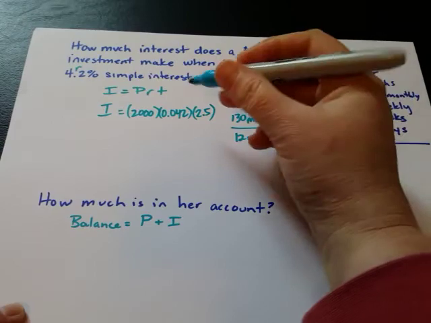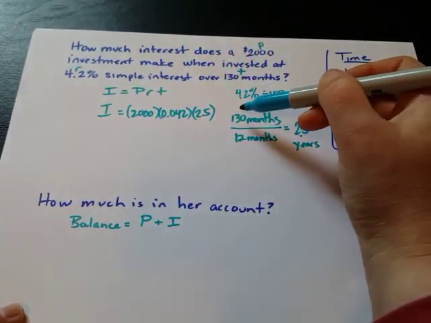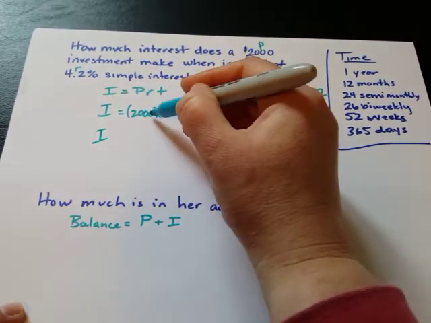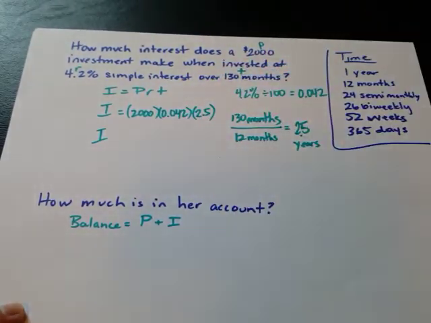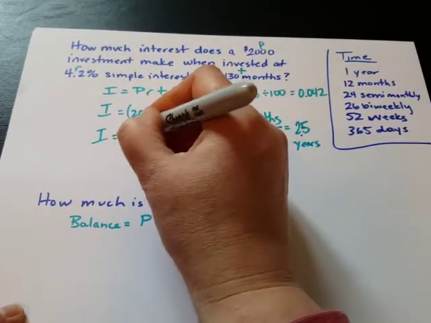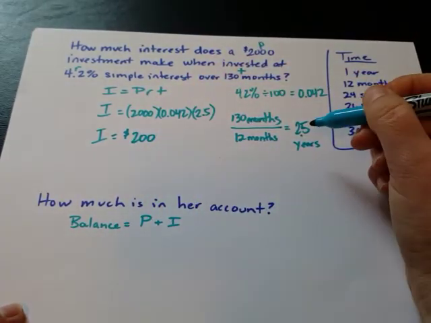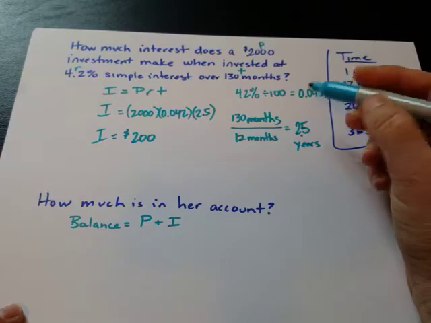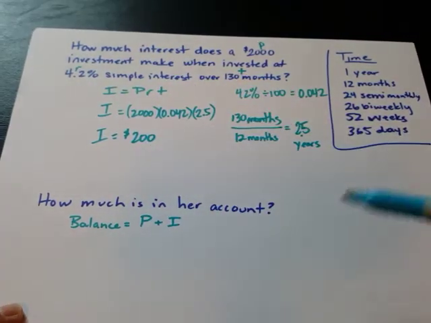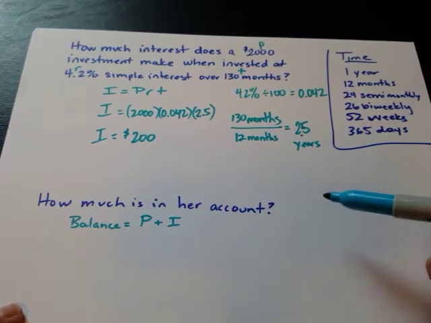In terms of showing your work, this is a necessary step. And between these brackets is a multiply sign. So if we multiply that all through together, we would get 200. What is that? That's dollars. So in terms of the question, how much interest? $200 is a sufficient answer.